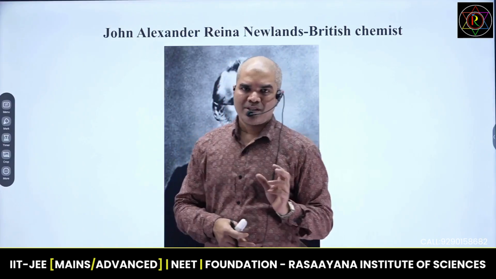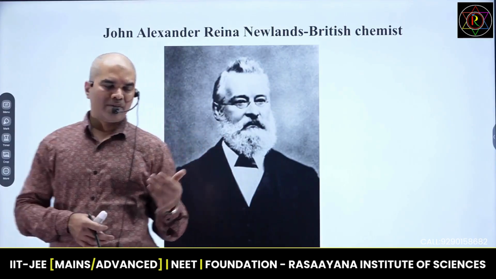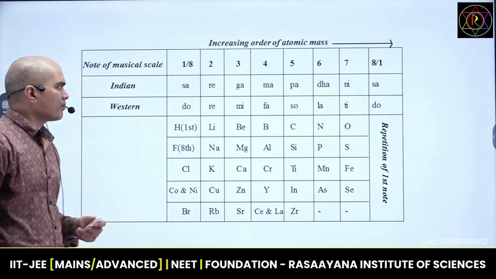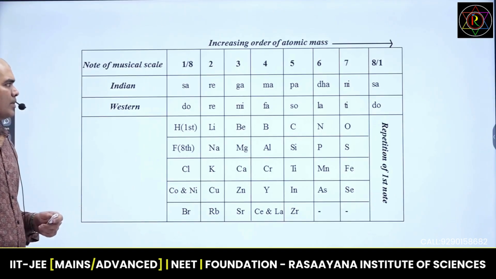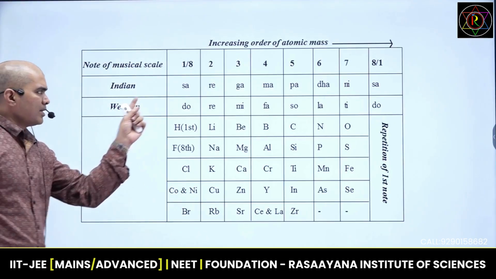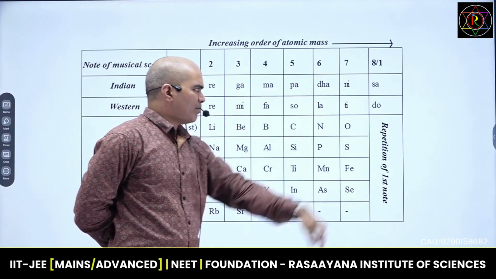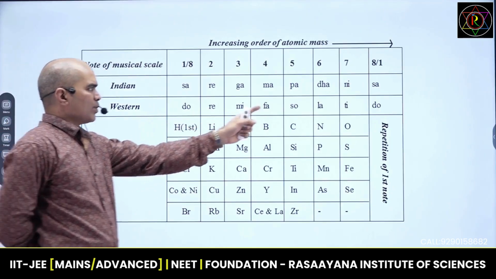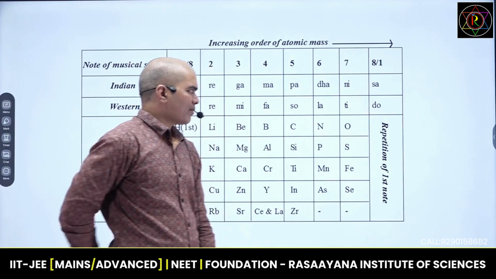Okay, so what is this do re mi fa sol la ti and what elements were classified by Newlands? Let us look. So here you can see Indian sa re ga ma pa da ni. Again sa will be repeating. But in Western we have do re mi fa sol la ti. Again do will be repeating.